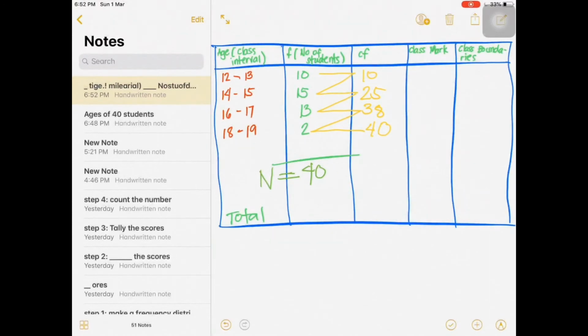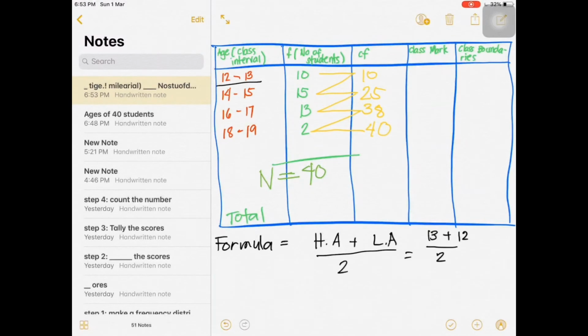Alright. Next, we will proceed to the class mark. How are we going to get the class mark? So the formula is higher age plus lower age over 2. Okay, here we will start 12 to 13. So 13 plus 12 over 2. Okay, so 13 plus 12 equals 25. 25 divided by 2 is equals to 12.5. Okay. So our class mark in the age 12 to 13 is 12.5.